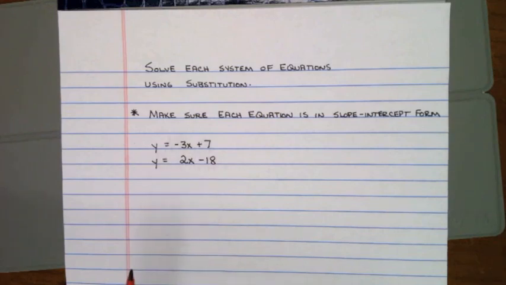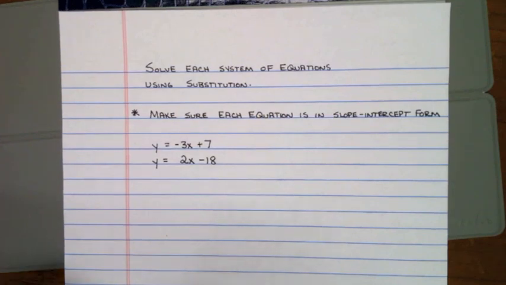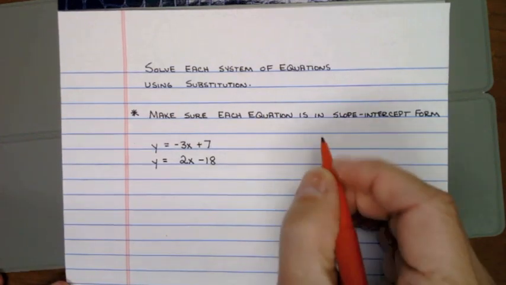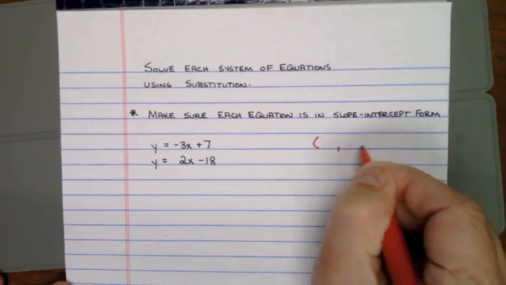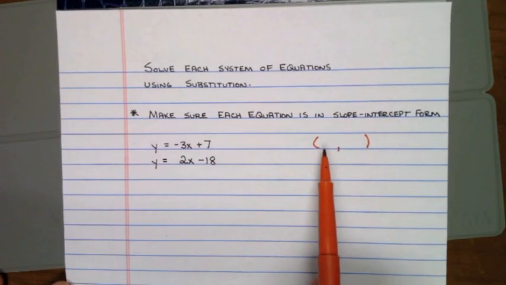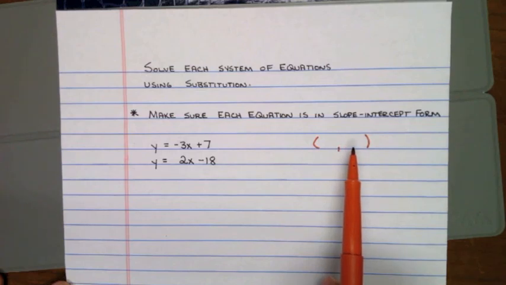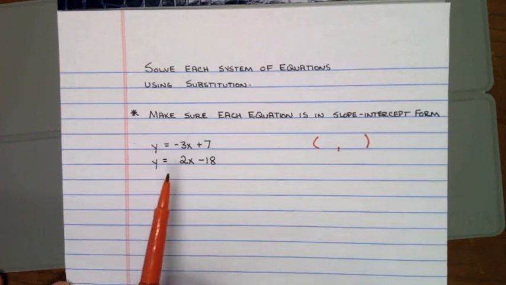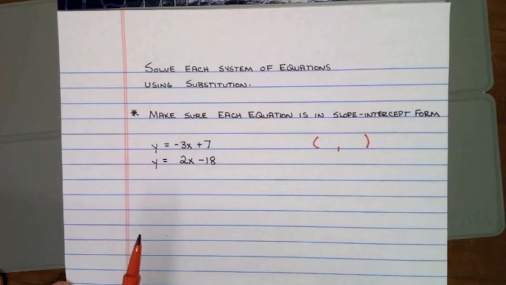If both of these are in slope-intercept form, I'm basically going to use substitution and algebra to figure out where these two lines intersect. I'm going to figure out the point where these two lines intersect. Now remember, a point consists of an x-coordinate and a y-coordinate. And when these equations are in slope-intercept form, you can use this technique right here.